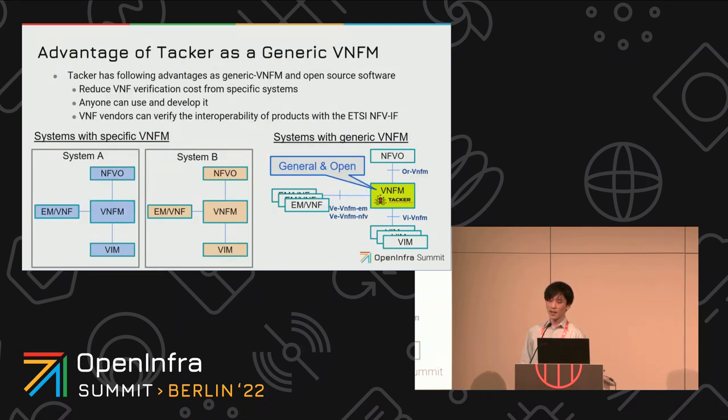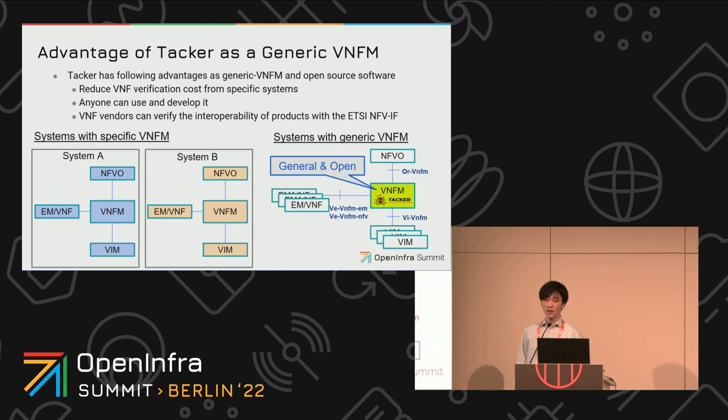I'll explain the three advantages of Tacker as a generic VNFM. Generic is a keyword of the Tacker project. So it can reduce the VNF verification cost from specific systems. Currently, many network operators, including our NTT, have individual systems for services. So that means we require specific VNF managers for each system. It causes the biggest verification cost. So it means it takes a lot of time and a lot of human operations. However, by using Tacker as VNFM, the cost decreases because many types of VNFs and various types of VMs can be managed by Tacker in a uniform manner using the ETSI standard APIs.